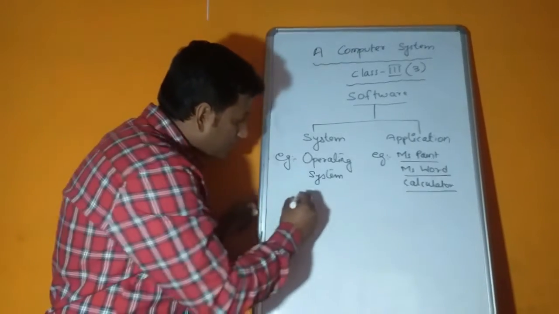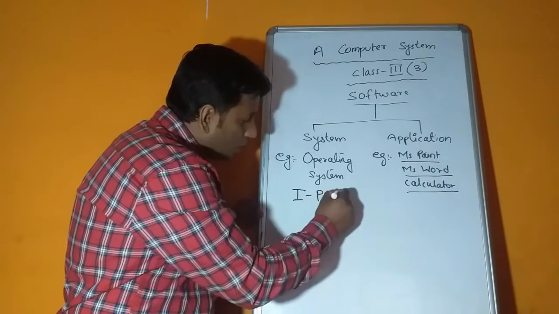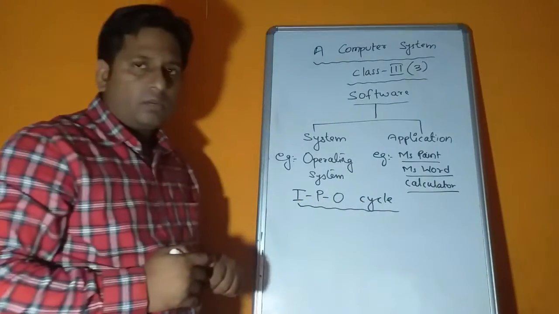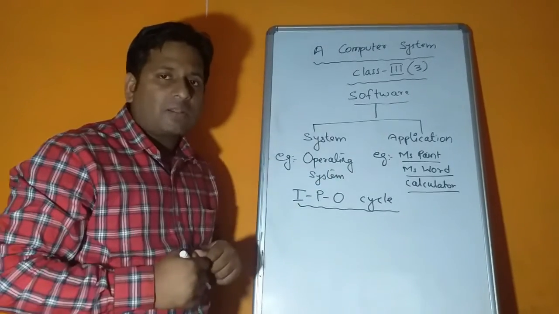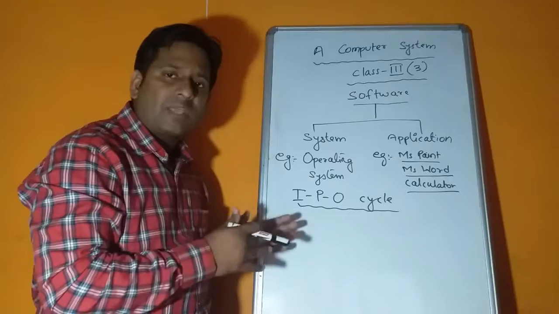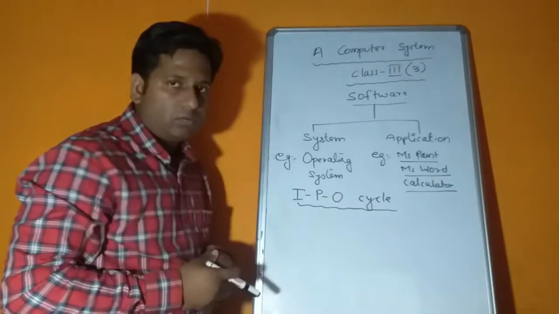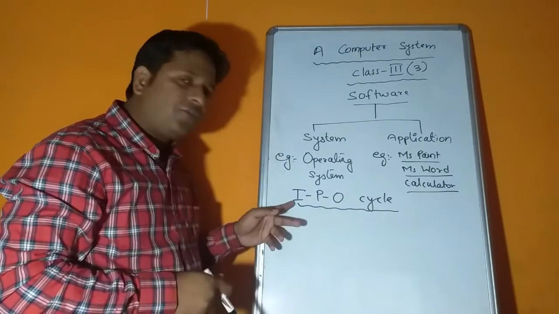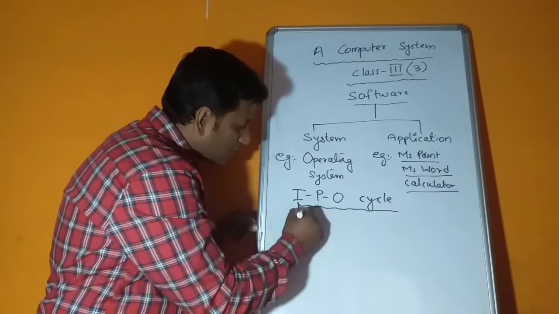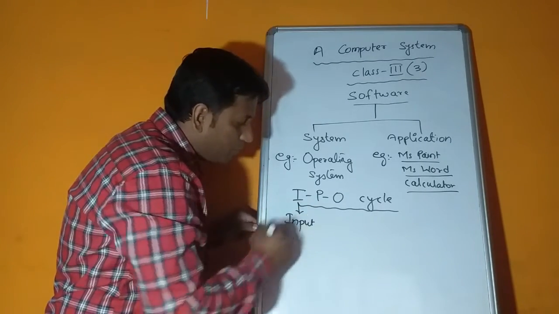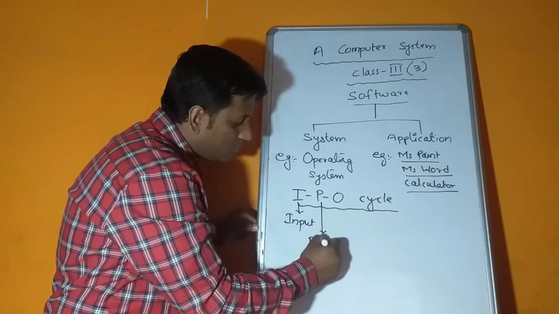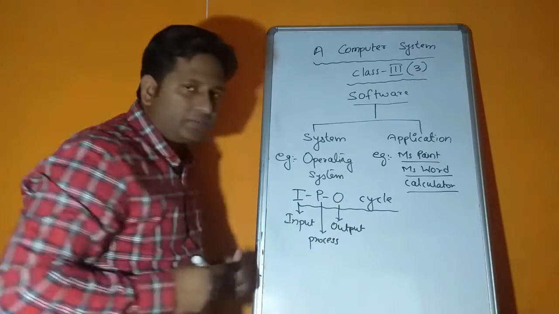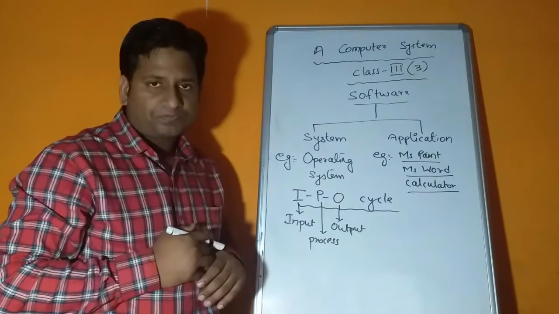Now see how the computer works. The computer works on the basis of the IPO cycle. Like a bicycle is there, we need to ride the bicycle. In the same way, the computer also has one cycle, and that is IPO. But this IPO you cannot touch. It's an invisible bicycle. So I stands for input, P stands for process, and O stands for output. So input, process and output.